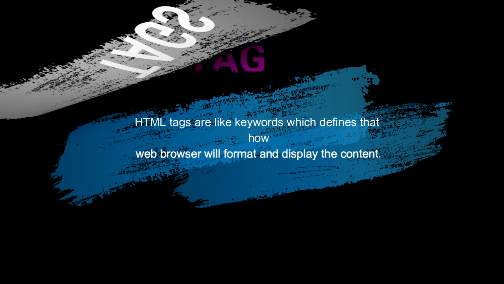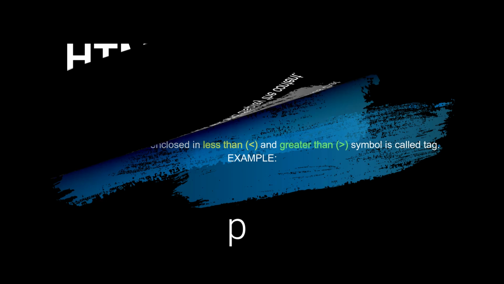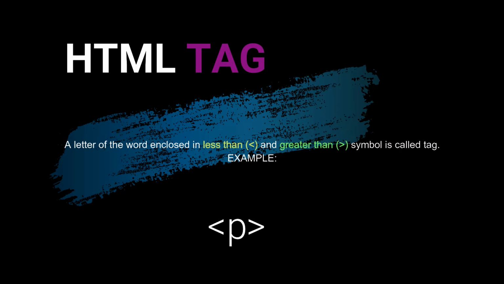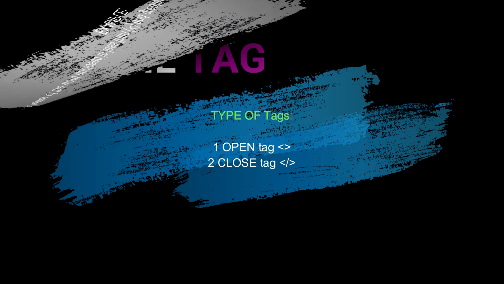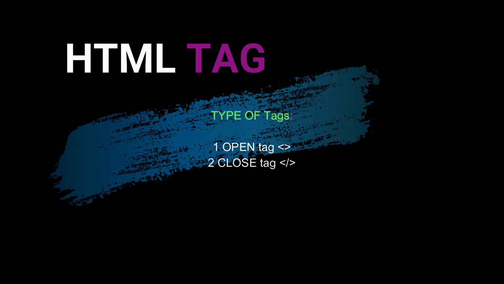Before learning the structure, you should have knowledge of tags. HTML tags are like keywords which define how a web browser will format and display the content. In simple words, a letter or word enclosed in less than and greater than symbols is called a tag. There are two types of tags: 1, opening tag; 2, closing tag.